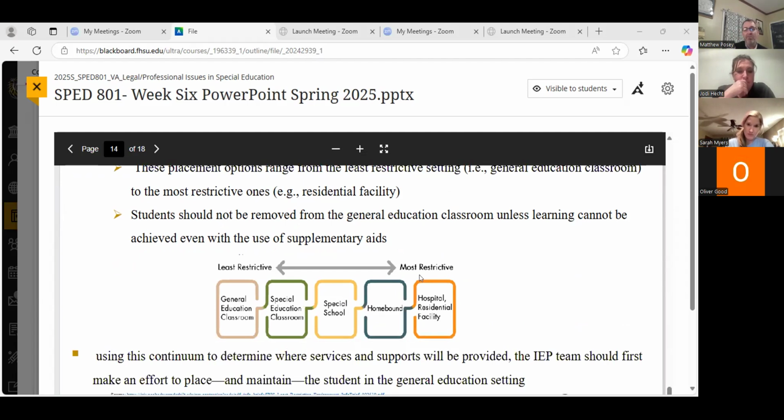You can see a little visual there showing the general ed classroom as the least restrictive, to the far left. Then we go up in restriction to a special ed classroom, a special school, homebound, all the way up to residential, which is the most restrictive. You may have some students right now who, due to circumstances, are in a residential facility. It's not uncommon right now that we're seeing that for mental health circumstances where they're being hospitalized, and they may be some of your students in our IEP.